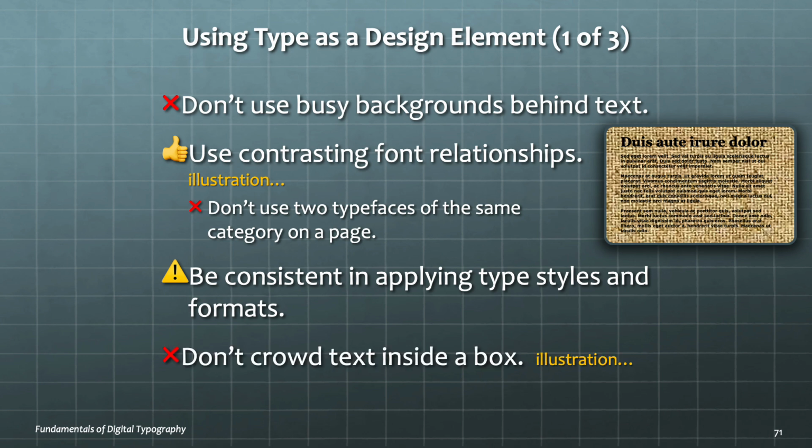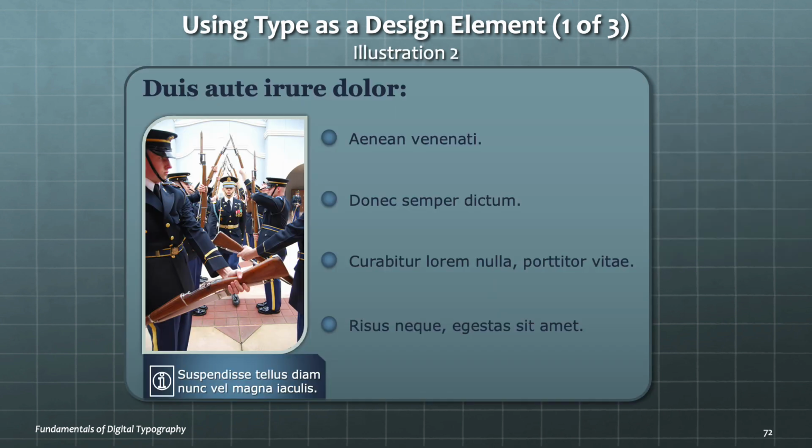Don't crowd text inside a box. Let it breathe. Use plenty of white space. Here's an example of appropriate use of white space, used here between the bullet points.